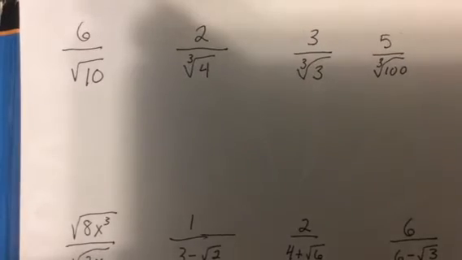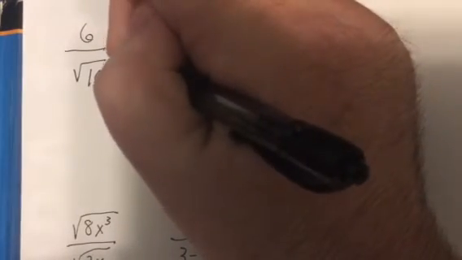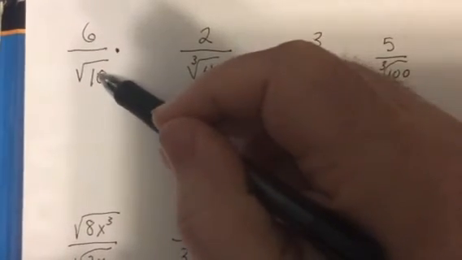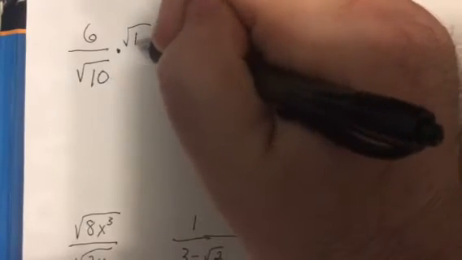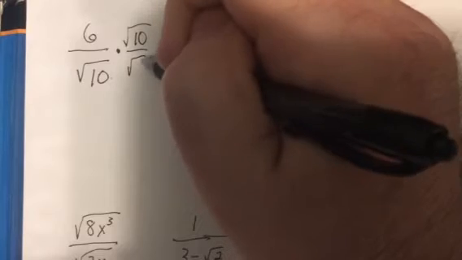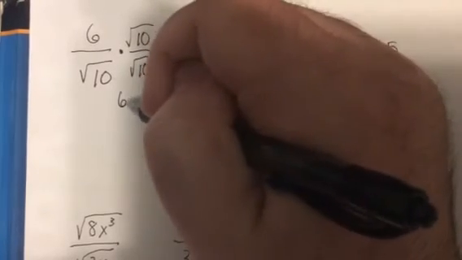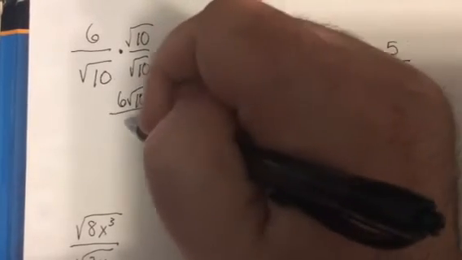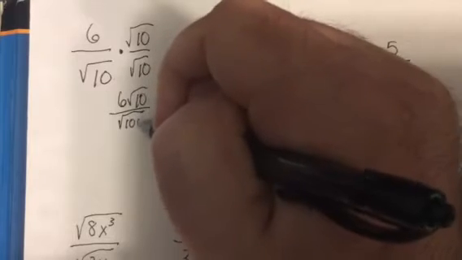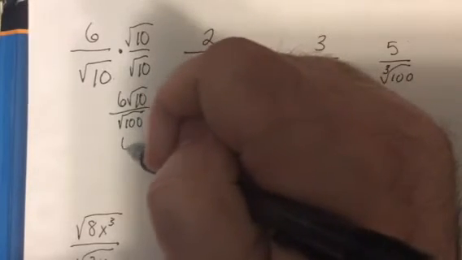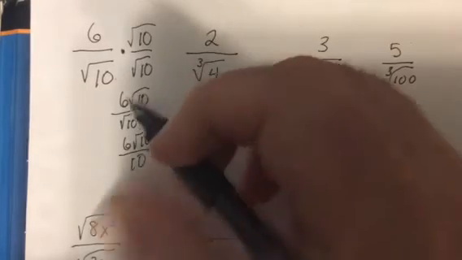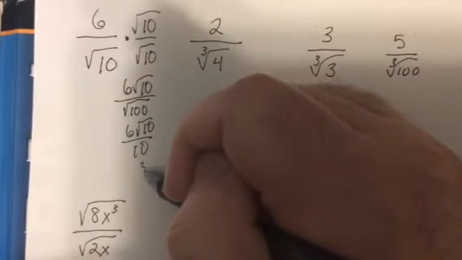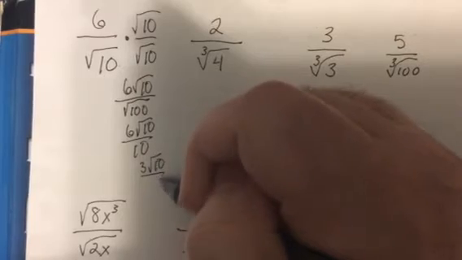Well, that was fast. So, I need a perfect square. 10 is 2 and 5. So, really, just multiply top and bottom by square root of 10. So, I'd have 6 square root of 10 over square root of 100. But square root of 100 is 10, so it'd be 6 square root of 10 over 10. These two numbers reduce, so it'd be 3 square root of 10 over 5.